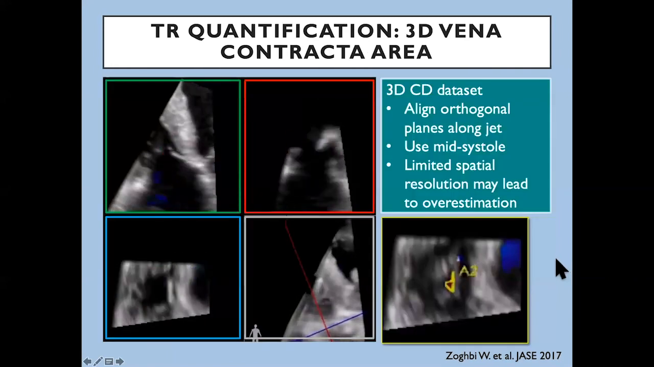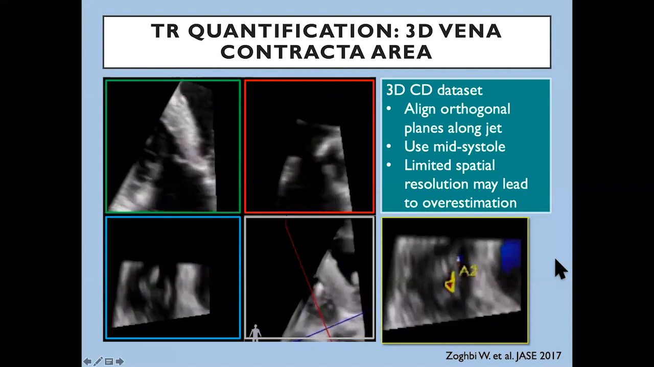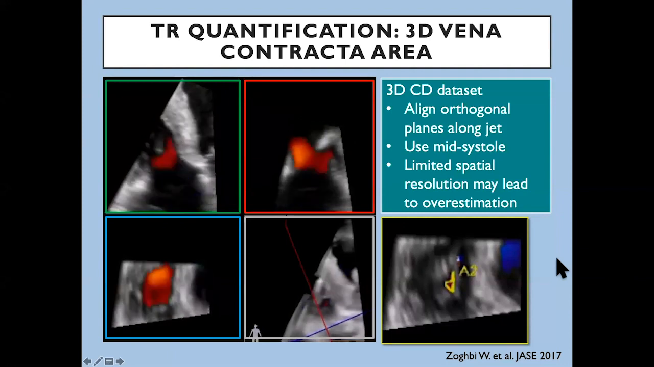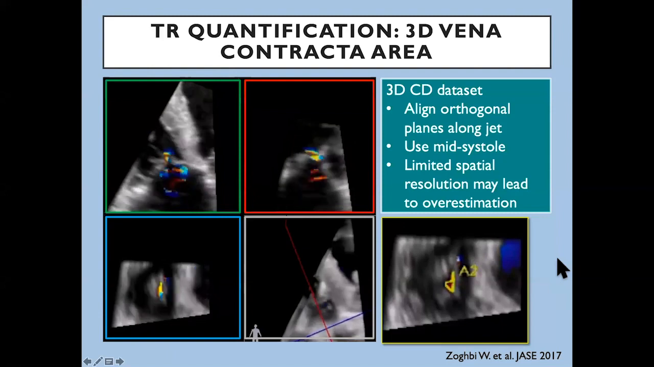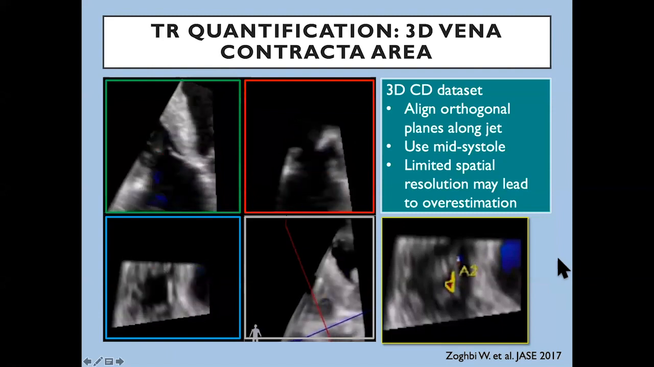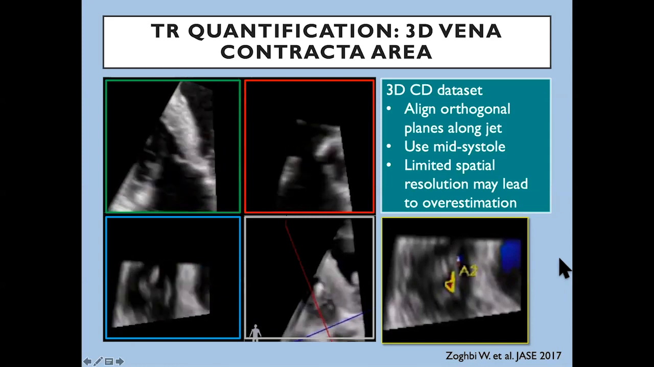Three-dimensional color Doppler methods can also be used to measure vena contracta area and vena contracta width, and this is now mentioned in the guidelines. However, there isn't much data out there on how to use this. Also, for mild or moderate severity tricuspid regurgitation, we don't know what numbers we should use.